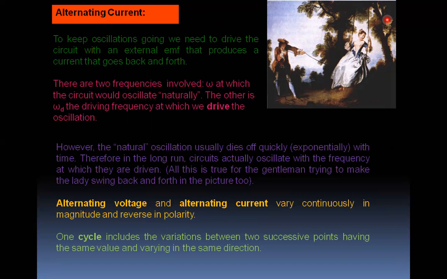However, the natural oscillation usually dies off quickly, exponentially with time. Therefore, in the long run, circuits oscillate with the frequency at which they are driven. You can see that in the picture. This is true for the gentleman trying to make the lady swing back and forth in the picture too. Alternating voltage and alternating current vary continuously in magnitude and reverse in polarity, and one cycle includes the variation between two successive points having the same value and varying in the same direction.